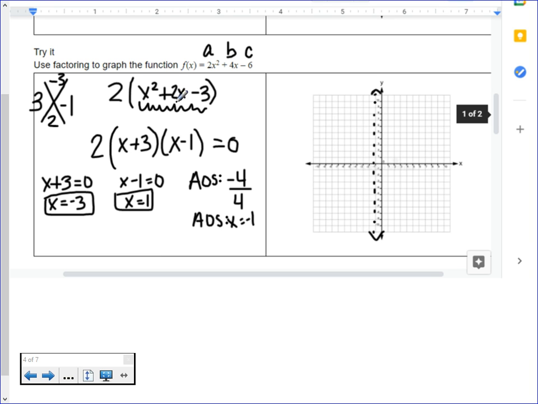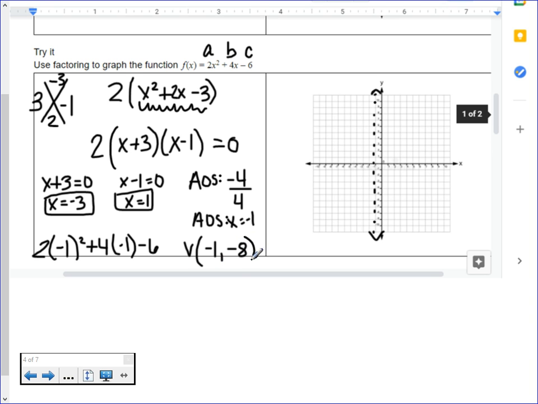So I'm going to plug that into the original equation, not the one that I factored out of 2. I'm going to plug it into the original. 2 times -1 squared plus 4 times -1 minus 6. You can type that right into your calculator. And what would you get for your y? Yes. When you plug that in your calculator and you hit equals, you get -8. So our vertex is (-1, -8).